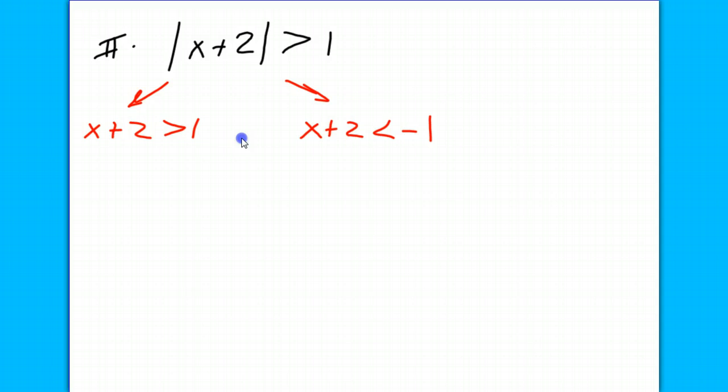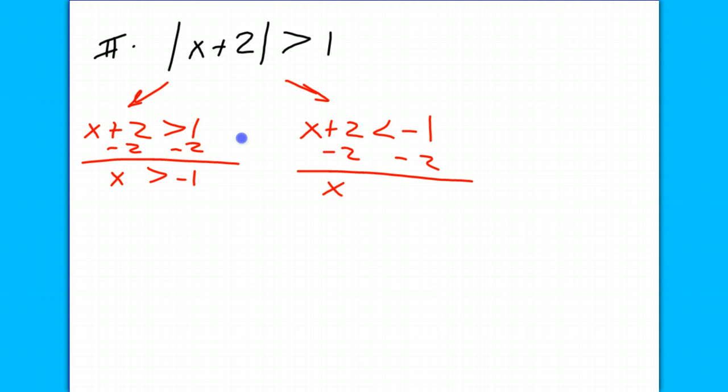So what will we do to both sides here, Sabrina? Subtract 2. And you get? X is greater than -1. And when you subtract 2 here, what do you get? X is less than -3. So imagine less than -3, greater than -1. Does that seem like an or? Can you visualize that? Let's graph it.